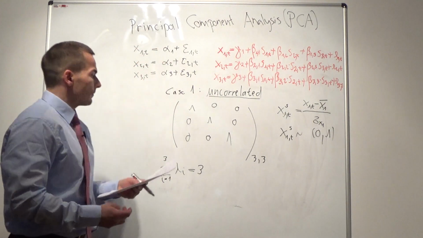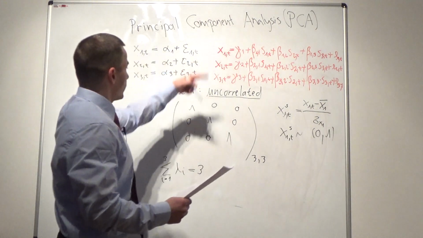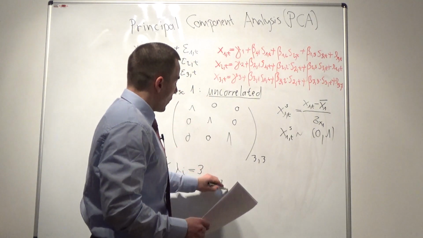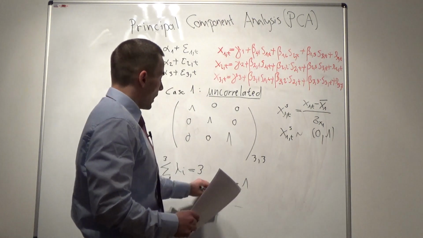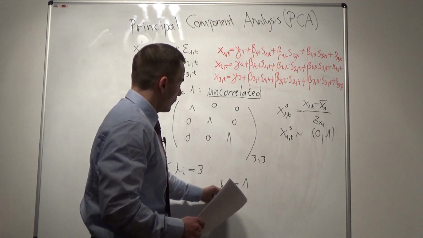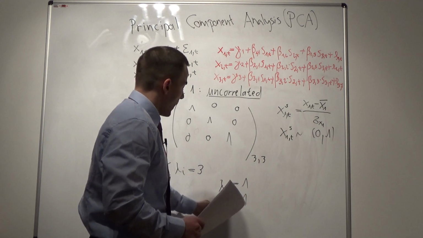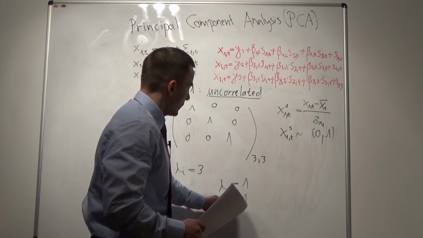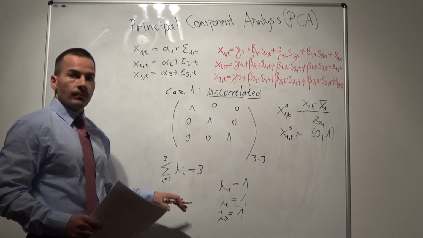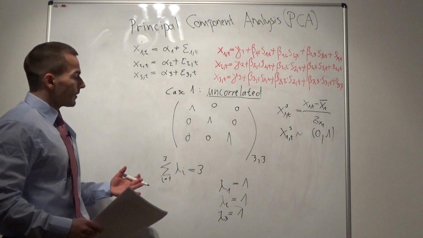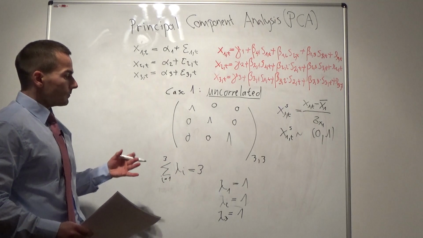So what that means is that in this case, if they're uncorrelated, it means that our lambda 1 is equal to 1, our lambda 2 is equal to 1, and our lambda 3 is also equal to 1. They all have the same economic magnitude. It must be like that. Yeah? What else can we say?